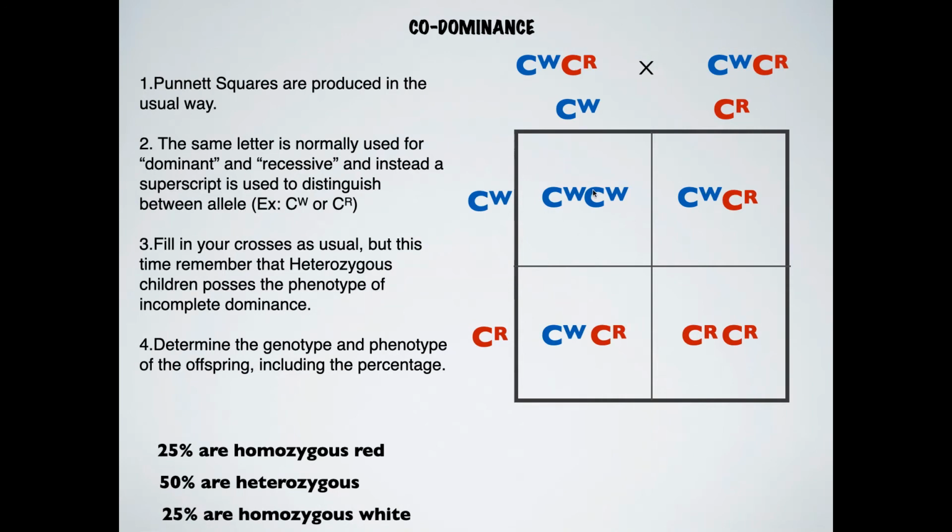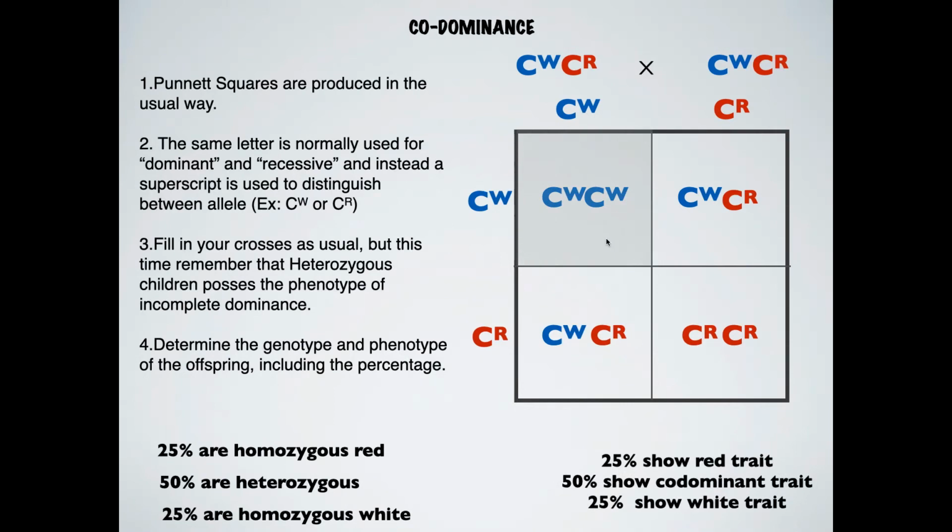Now, if we were looking at them though, what would they look like? Well, we would have one that would have just the white traits, so that would mean 25%. We would have 50% that would have both traits, so like white with red spots or red with white spots. And then we would have one that would have only the red traits. And that would be an example, again, of codominance.